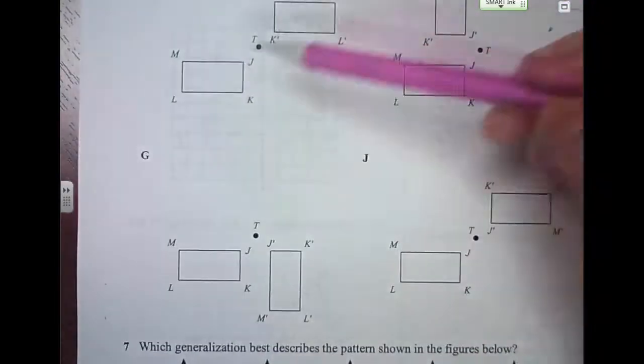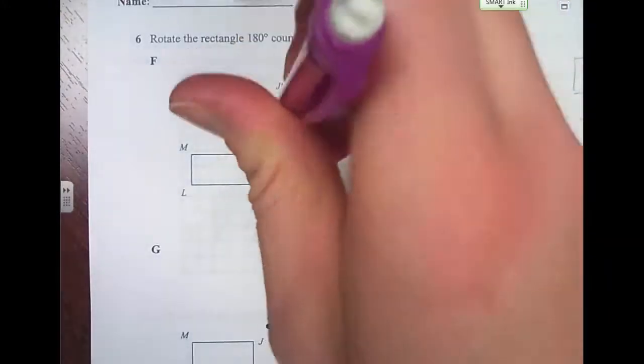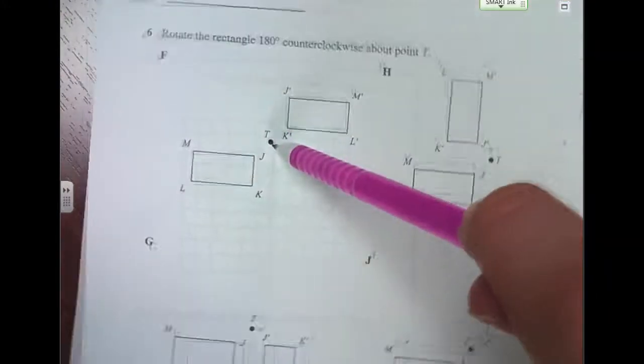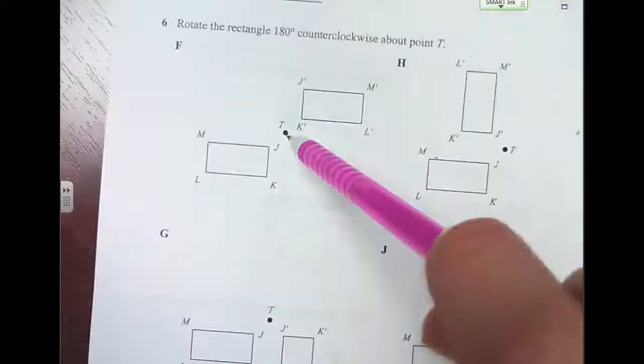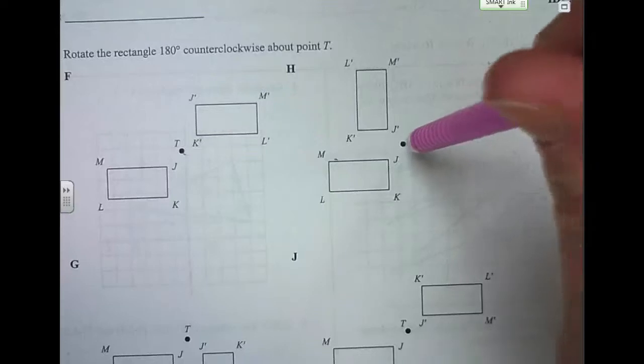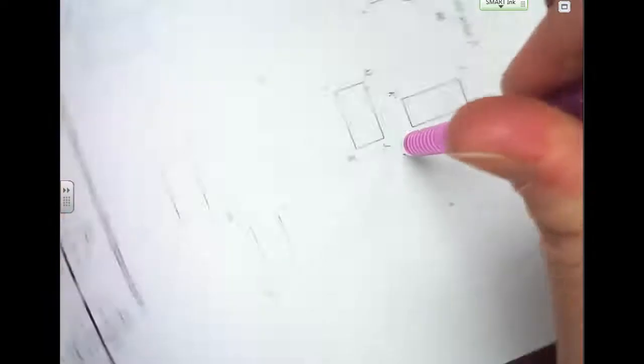So let's see if we have one like that. We could look at this one right here. If we rotate it around this point right here, I'll put my pencil on that point. There's 90 and there's 180. That would be a horizontal, so that's not it. If I do this one, rotate it 90 and then 180.